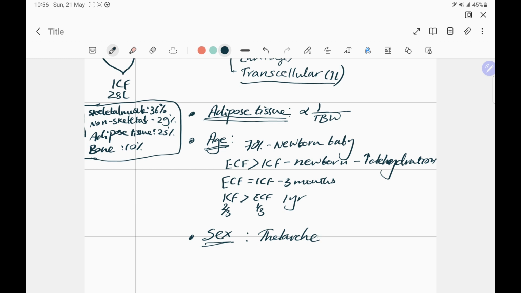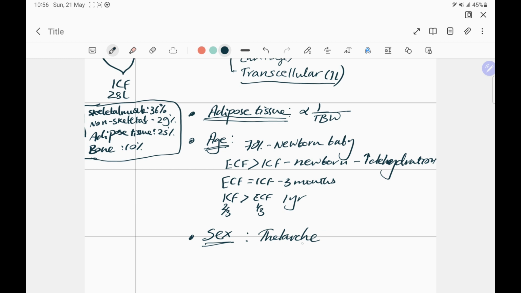So thelarche is the enlargement of the breast. This is the first sign that the girl is maturing. And as the breast tissue starts to grow, I told you it's adipose tissue, and this adipose tissue expands in volume at the expense of water, because there's less water in adipose tissue for that reason.